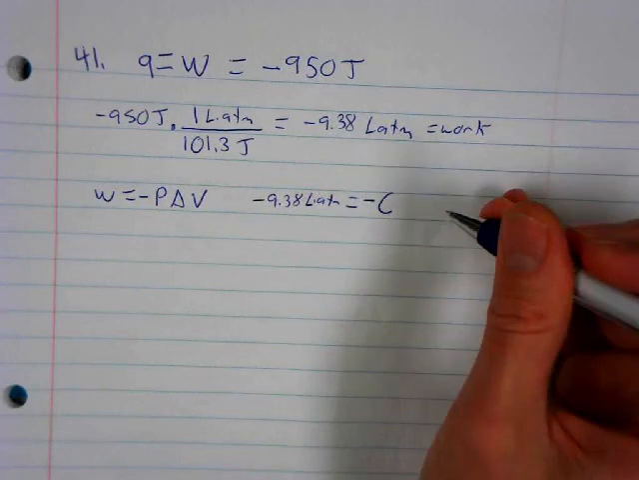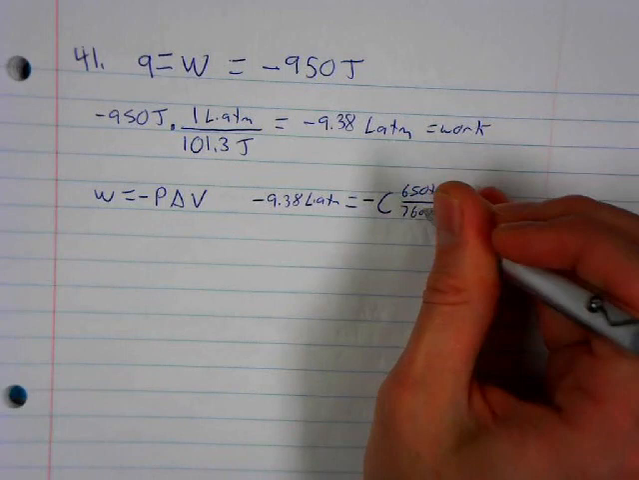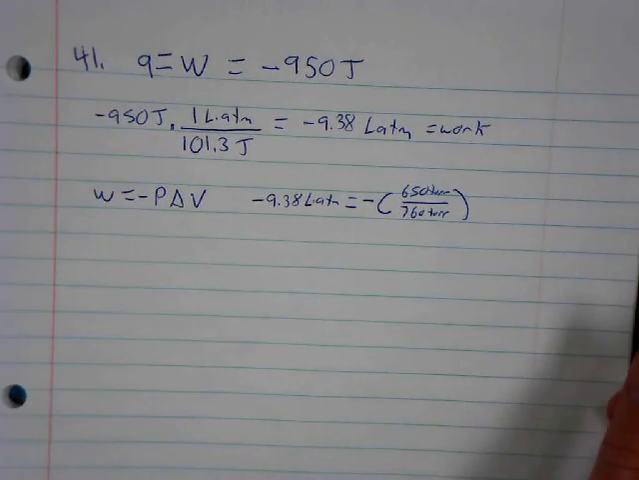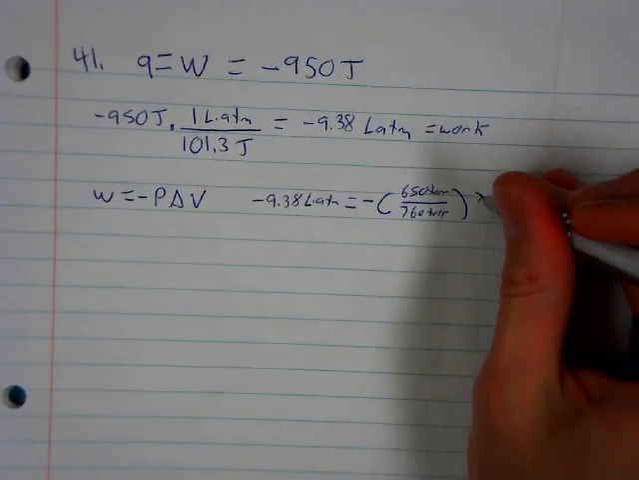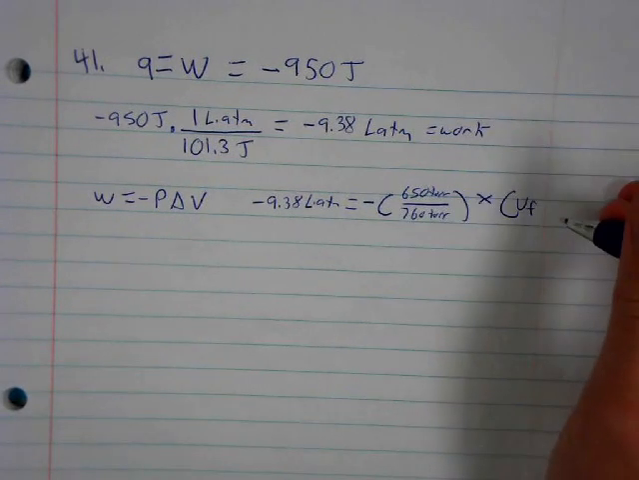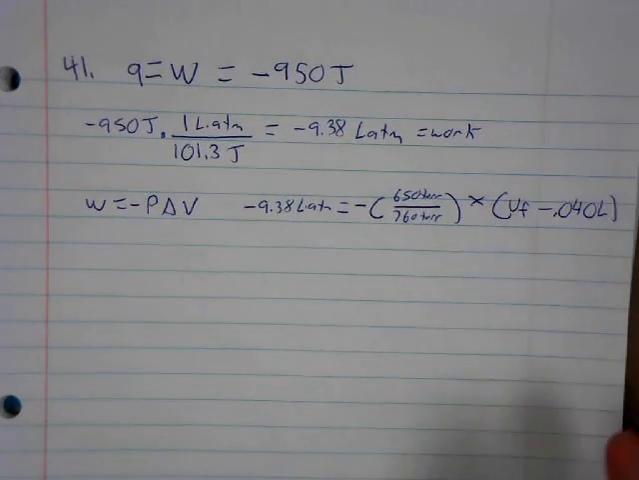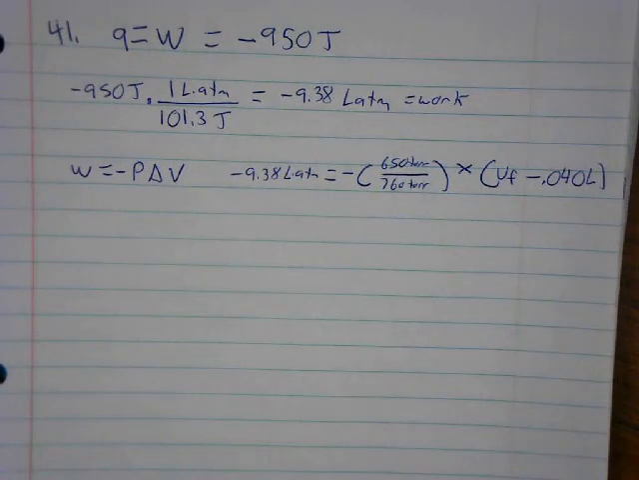So I have negative 9.38 liter atmospheres equal to negative, parentheses, 650 torr divided by 760 torr, because I have to convert that to atm. Does this have to be atm liters for this to work? Yes, it has to be atm liters. Times VF minus 0.040 liters, since delta V is final minus initial. You have to convert your centimeters cubed to milliliters, which is the same. 40 milliliters is 0.040 liters.